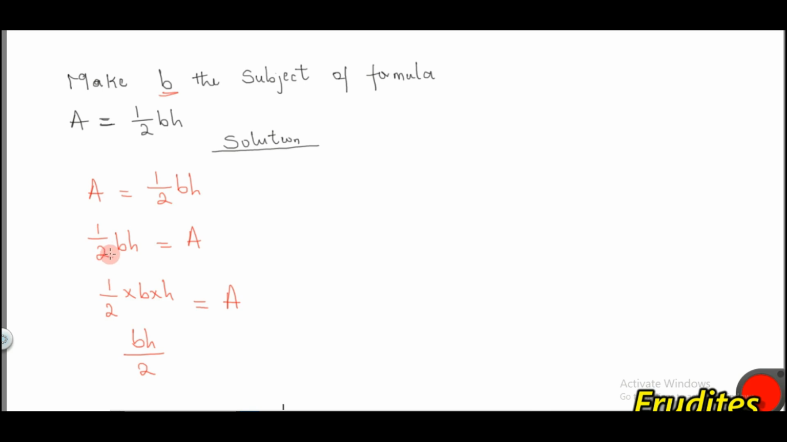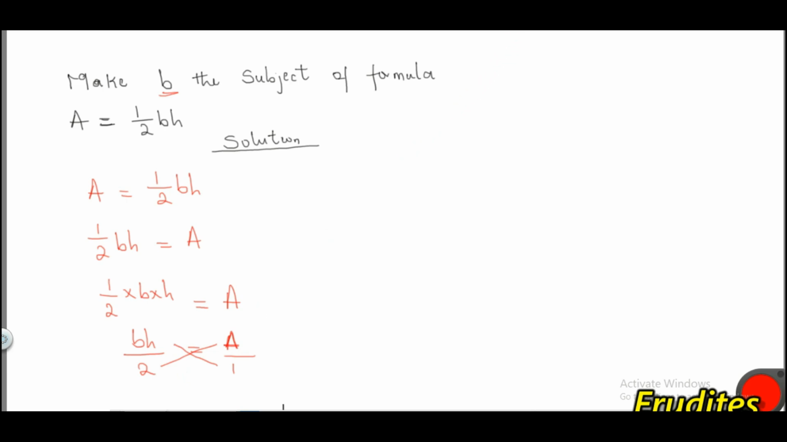So this and these are actually the same. 1 times B is B. B times H is BH. So it's equal to A. So my A is the same thing as A all over 1 because A divided by 1 will still give me A. So what I will do here is just to cross multiply.